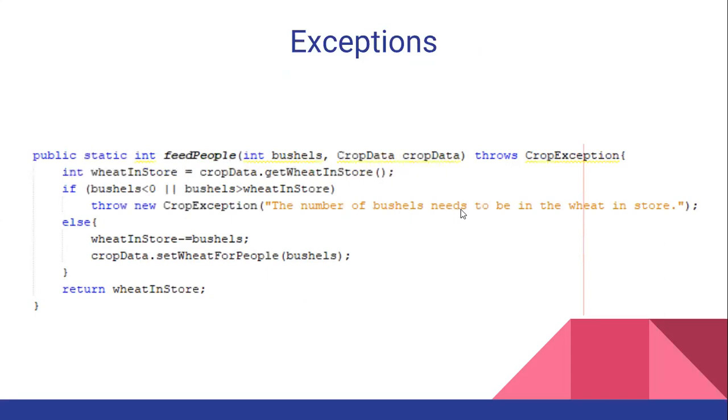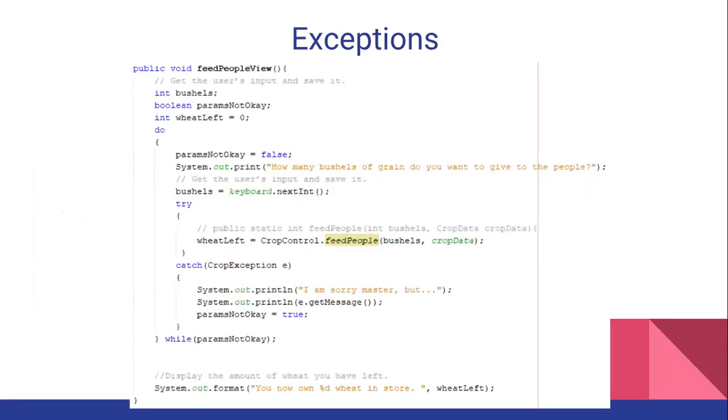The number of bushes needs to be in the web and the store. So I have this string. If someone calls it and it throws a new crop exception, this message will go to the user. Let's see how it goes.